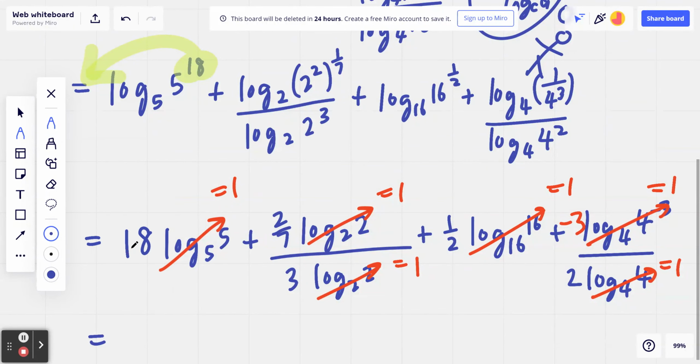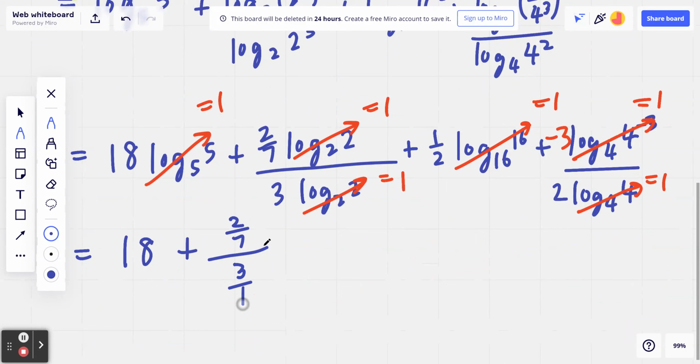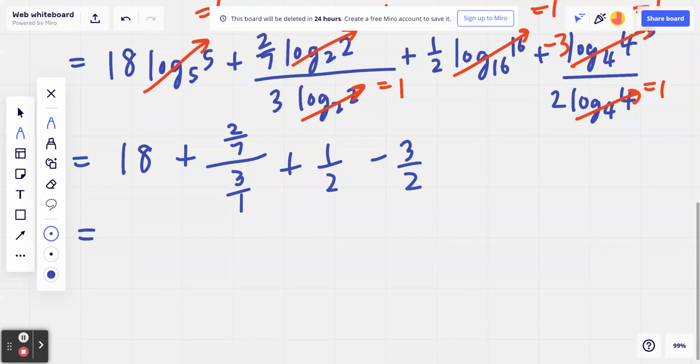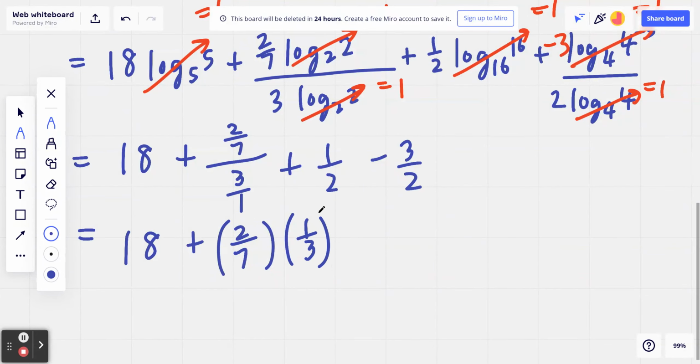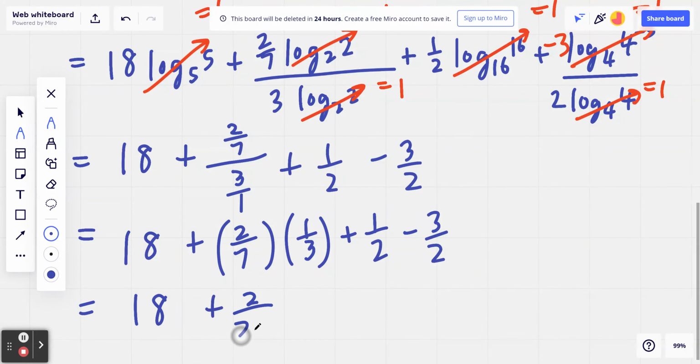Now, this is going to be 18 plus 2 over 7 divided by 3, or 3 over 1 if you like, plus half minus 3 over 2. At this point, you can continue with mental math, or you can grab a calculator. I'm going to show you some mental math. Copy 18 plus, what is a fraction divided by a second fraction? Take the first fraction, multiply by the reciprocal of the second fraction, plus half minus 3 over 2. And again, you can write down 18 plus 2 divided by 21.